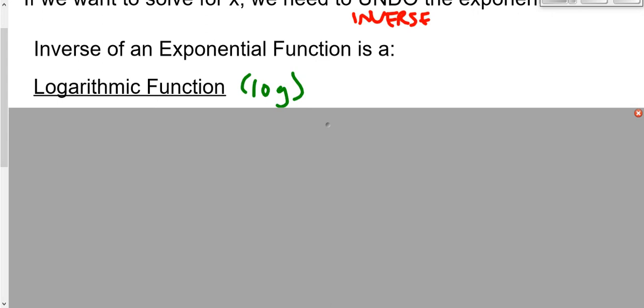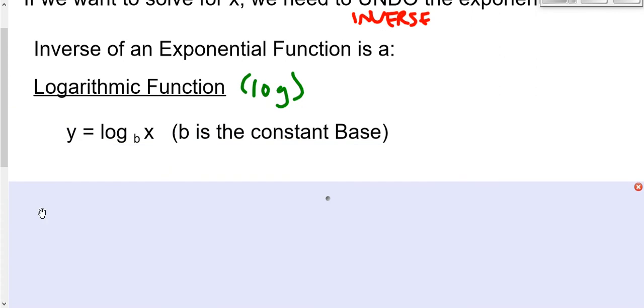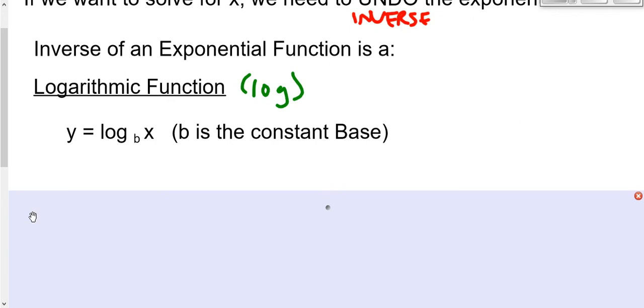So let's go ahead and take a look at the function that is a log function. So y equals log base b of x. That's how that's read out loud. Log base b of x. So b, again, is a base, and it is going to be a constant again. So log base something. The base is going to be a number of x.